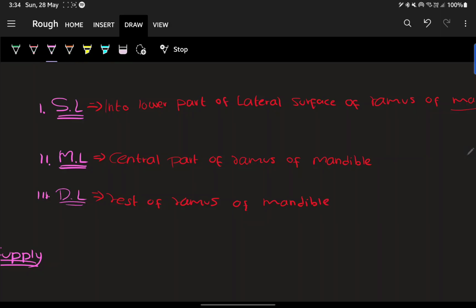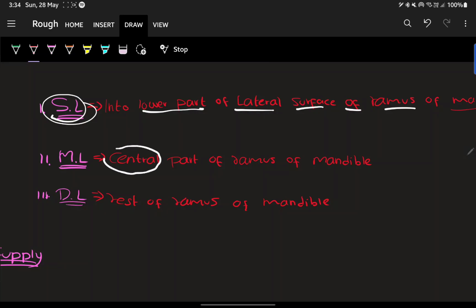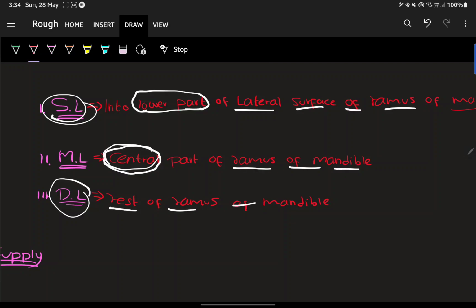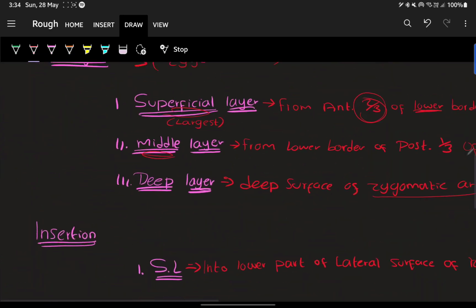So just to revise this once more. The insertion of the superficial layer is into the lower part of the lateral surface of ramus of mandible. The middle layer is into the central part of ramus of mandible. And the deep layer is into the rest of the ramus of mandible. So apart from these two, whatever is left of the mandible, the deep one inserts into that. So this is about the origin and insertion of the masseter muscle.